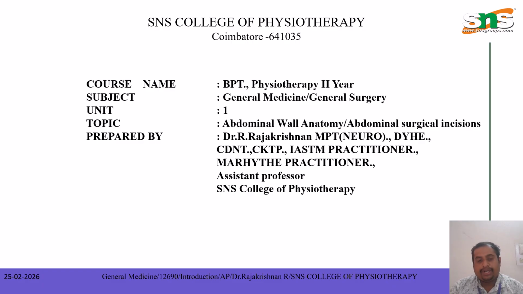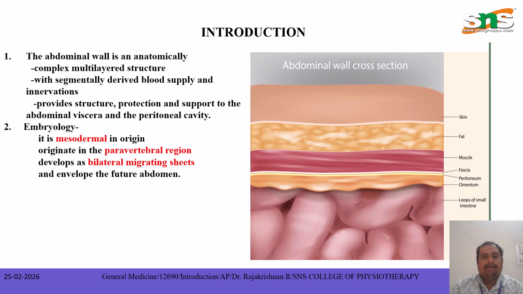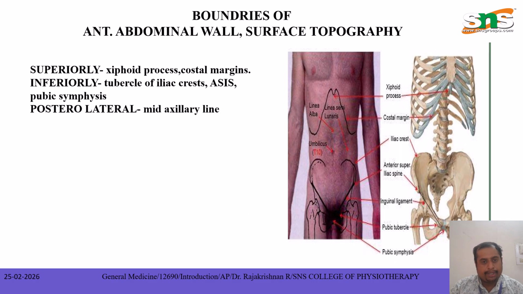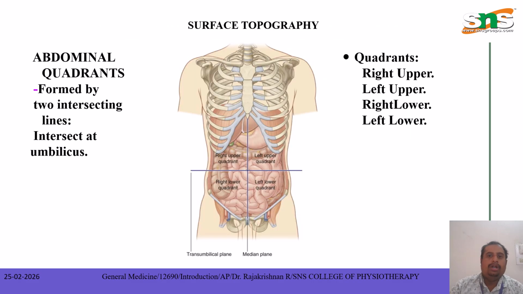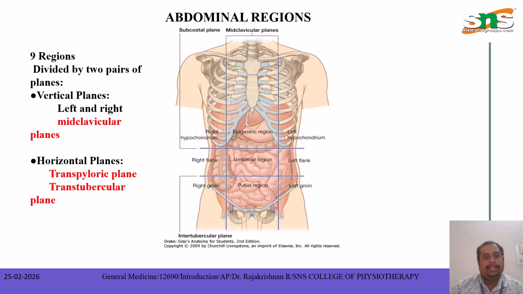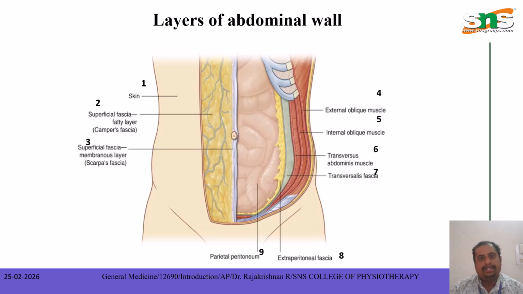And in the last video, we saw the anatomy of the abdominal wall for physiotherapy students. We saw what structures underlie the abdominal wall, the boundaries of the anterior abdominal wall, the topographical classification, and the abdominal regions divided into 9 parts. In this video, we are going to move further to see what the layers of the abdominal wall are.